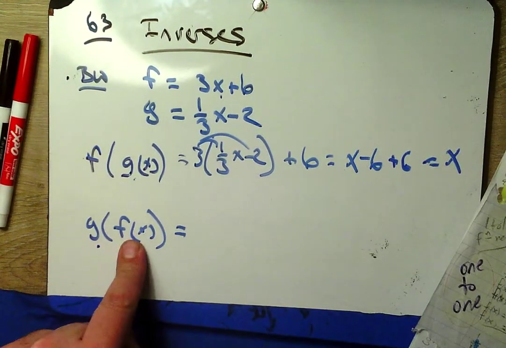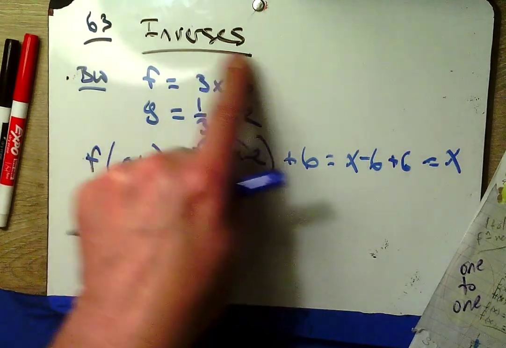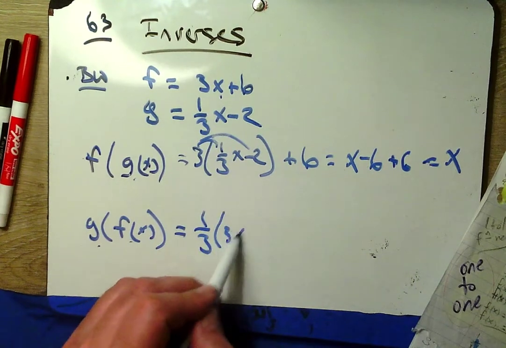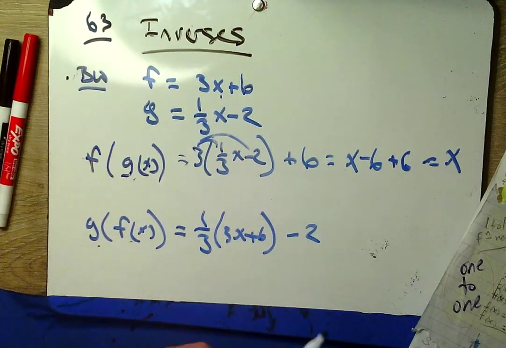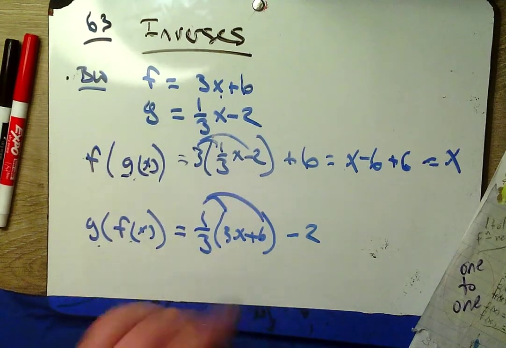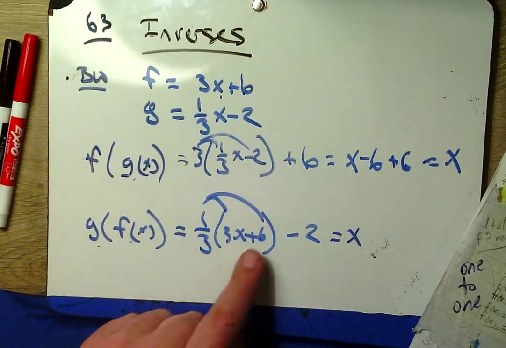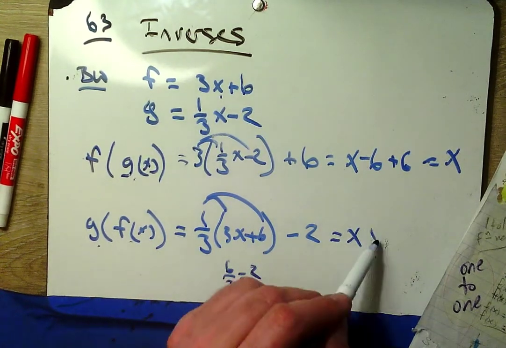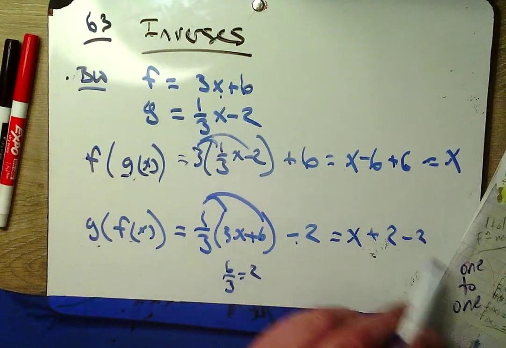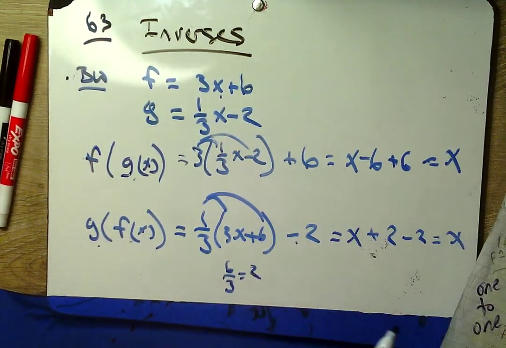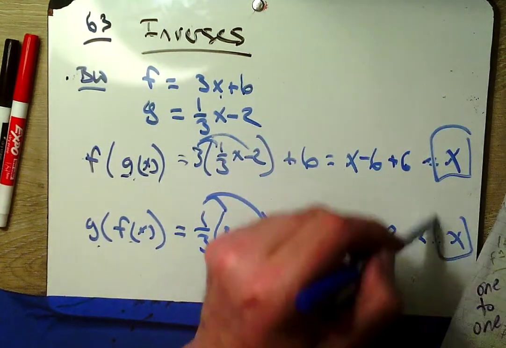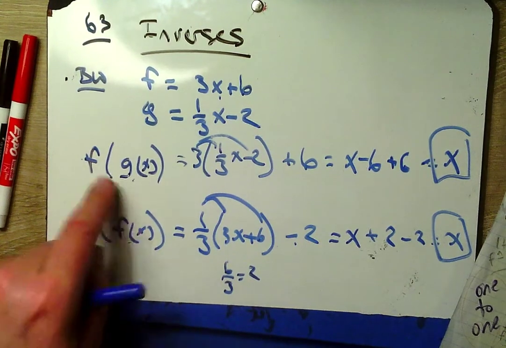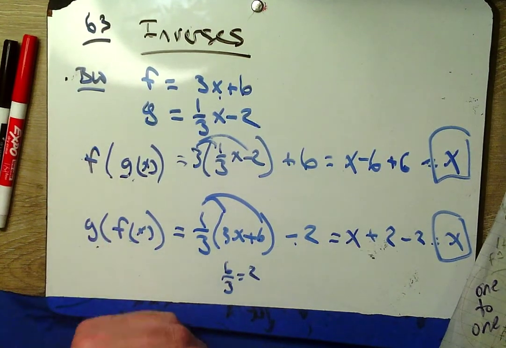And if I take f of x and plug it into all the x's of g of x, if I take all this stuff and put it right there, I'm going to have 1/3 times 3x plus 6, minus 2. And then when I distribute 1/3 times 3, again, that's x. 1/3 times 6, well, that's 6/3, and that reduces to 2. And then we have this minus 2. Oh, look at that. And we get x. Yeah, that's kind of important. This is an indication for me of something really powerful.